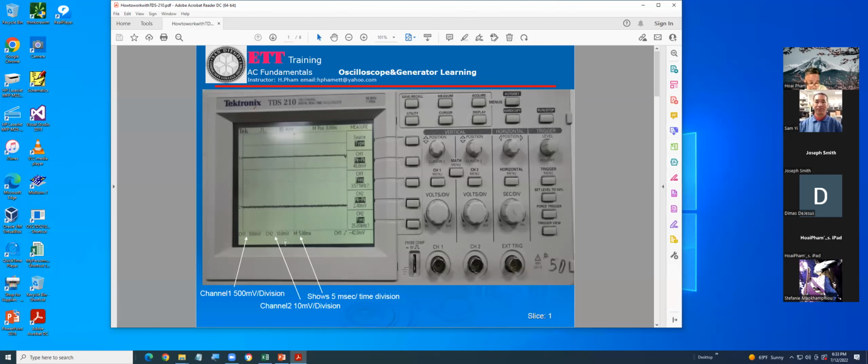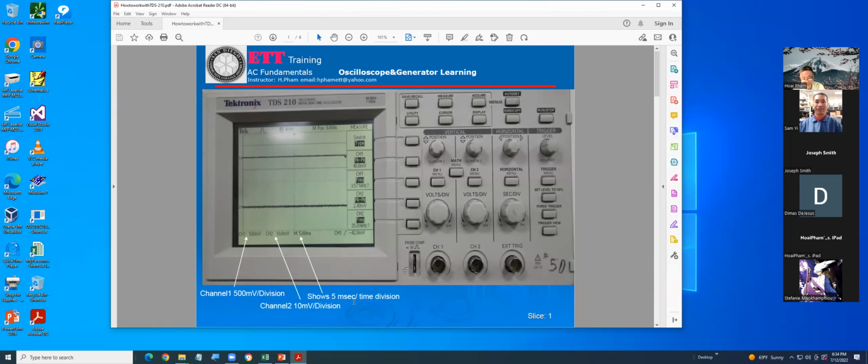And the next here shows you what? Channel 2, 10 millivolt per division. And the next here shows 5 millisecond per time division. That means they're telling you how to read that one. Okay?